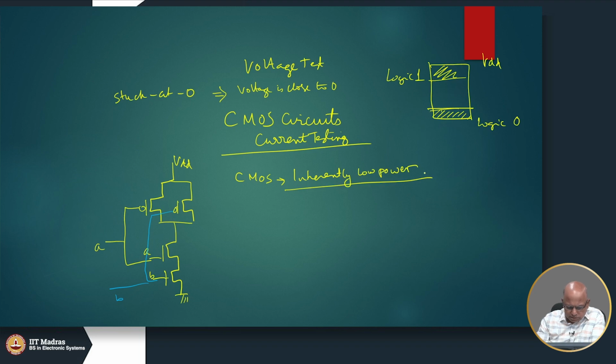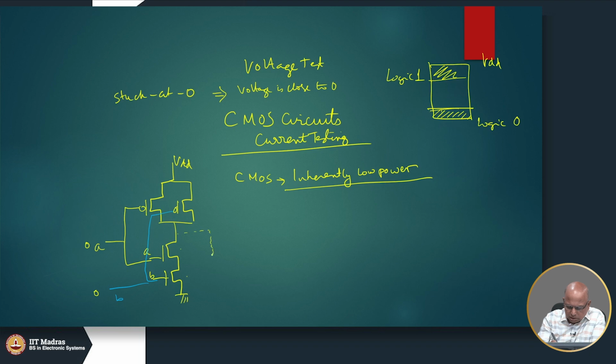What that means is, imagine that I apply a 0, 0 or something like that. So, these are NMOS transistors. When the gate voltages are 0, they will be off. So, these guys are off, and the PMOS transistors will turn on.